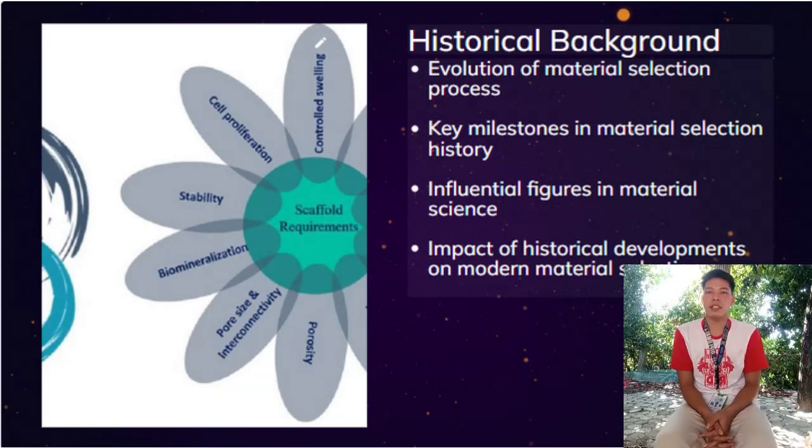The evolution of material selection reflects a journey shaped by scientific and technological progress. Imagine it as a series of significant steps. First, the discovery of metals, then the advent of polymers, and advancement in ceramics and composites. Influential figures like Marie Curie and Charles Goodyear played pivotal roles in these milestones, leaving a lasting impact on the field's growth. These historical developments continue to echo in our modern practices, influencing how we choose materials today.